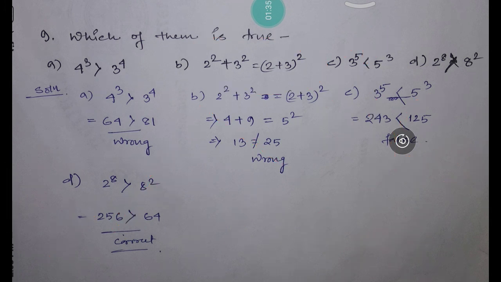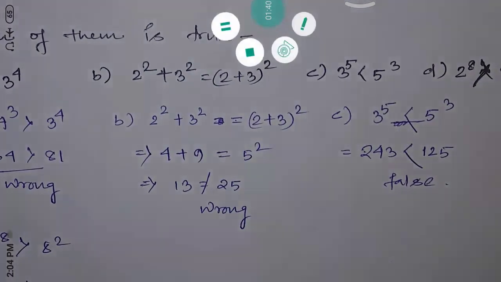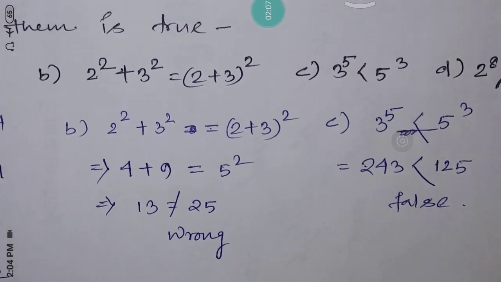Okay, now you can see option number C. 3 power 5, and here it is given 5 power 3. 3 power 5 means how much? 243. Okay, 5 power 3 means 125. Which one is greater? This one is greater. Now you check your options. In the option it is given that 243 is less than 125. That means this is also false.